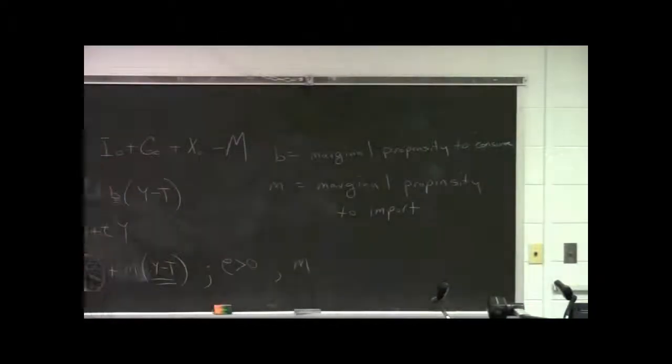Yeah, and C is really domestic consumption. All right. So suppose you were interested in solving for the equilibrium value of national income.